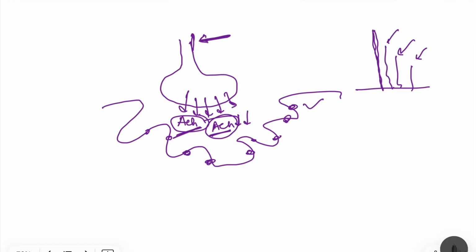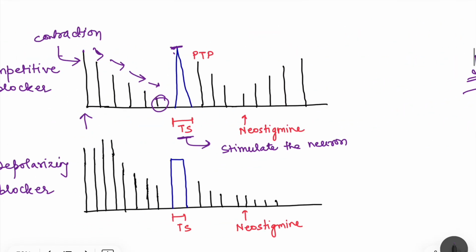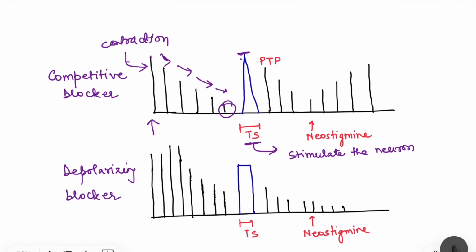There is another mechanism as well, that on this presynaptic membrane also we have these N-acetylcholine receptors, and this acetylcholine actually stimulates them and there is increased release of acetylcholine because of this receptor stimulation. Now our competitive blockers block this receptor as well. So obviously there is decrease in the release of acetylcholine and this causes decrease in the strength of the contraction. Okay, so this contraction strength is decreasing.